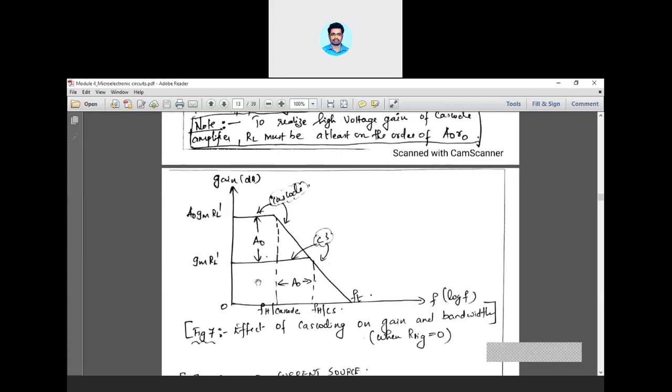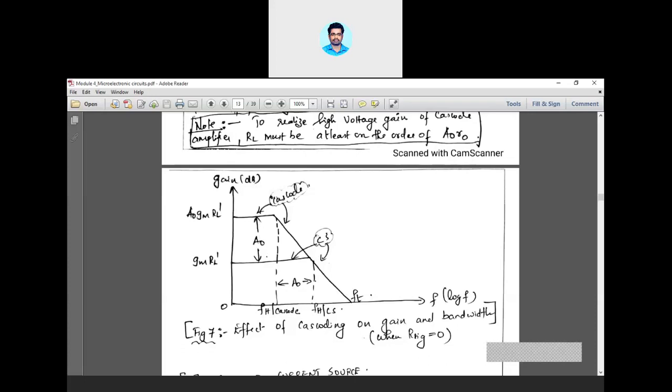Understood? So I repeat, when you are trying to increase the gain of an amplifier by cascoding it, definitely you are going to increase the gain by A naught times. But there also, you have to maintain your load resistance value. If you are able to maintain your load resistance value approximately equal to A0 times R0, then only you will be able to enhance your gain. Otherwise, your gain will be just the same as a CS. That condition also you have to remember.